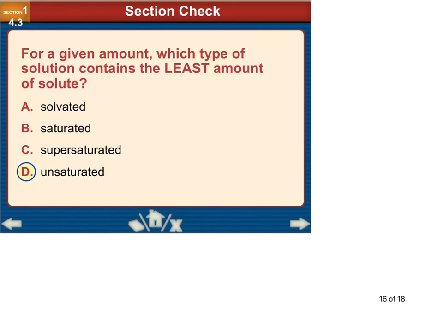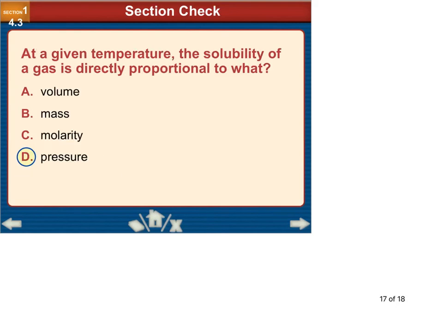A few quick review questions. The least amount of solute: unsaturated. Saturated contains just the maximum amount. Supersaturated contains, oddly enough, more than the maximum amount. At a given temperature, solubility of a gas is directly proportional to what? That's the pressure. We just saw that a little bit ago in Henry's law.